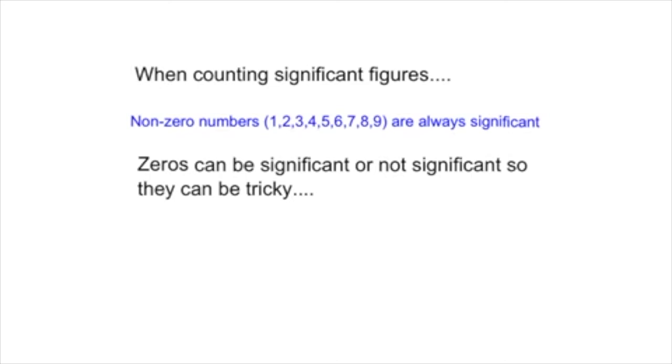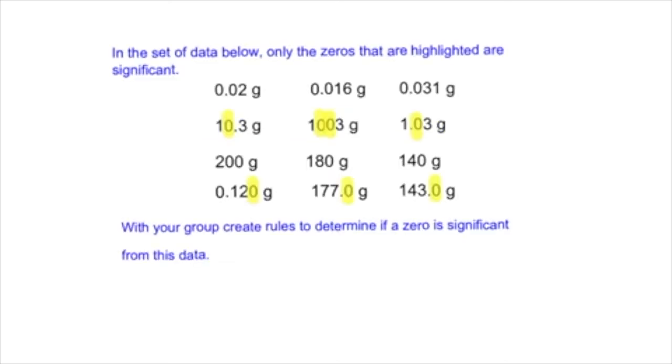Zeros are where things tend to get a little bit trickier. There are 3 separate rules for significant zeros. In class, this is the practice problem that we give to help you try to find some guesses for what rules count. The highlighted zeros are the ones that are significant. If you want to take a little bit of time to see if you can maybe guess at why the highlighted ones are significant while the other ones that aren't highlighted aren't, you can. But here are the real rules for zeros and significant figures.